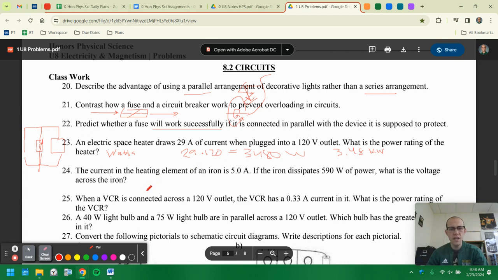The current in a heating element of an iron is 5 amps. If the iron dissipates 590 watts of power, what is the voltage? Well, power is equal to current times voltage. So that means 590 is equal to 5 times our voltage. To find voltage, we'll divide 590 by 5, which is 118 volts. Makes sense coming from a 120 volt outlet.